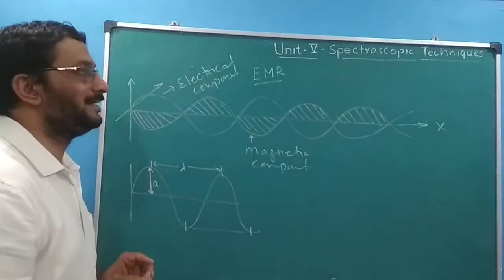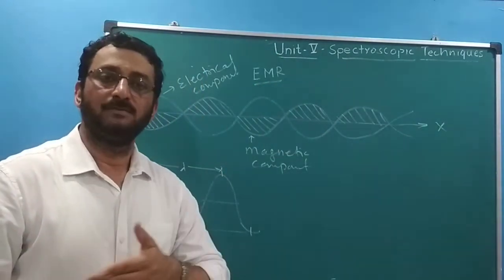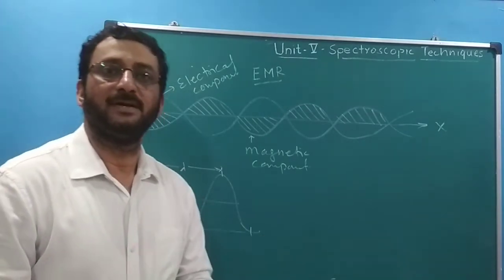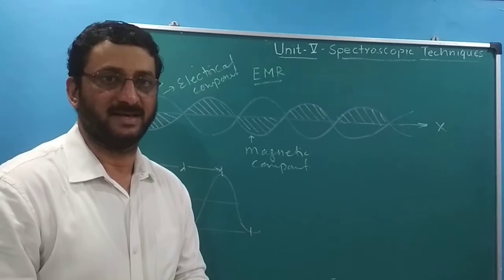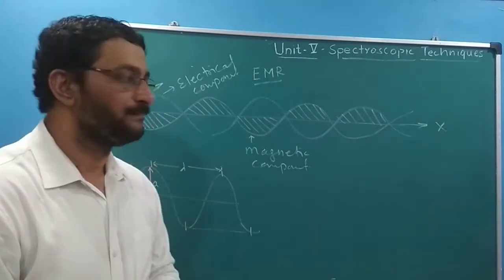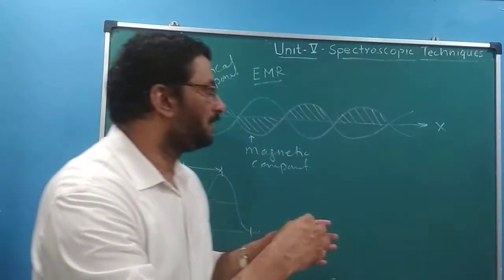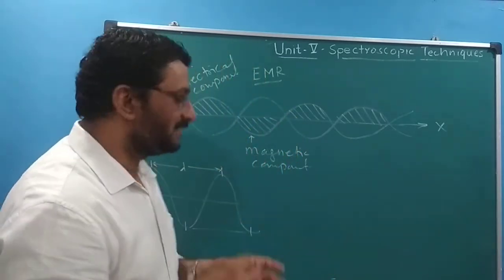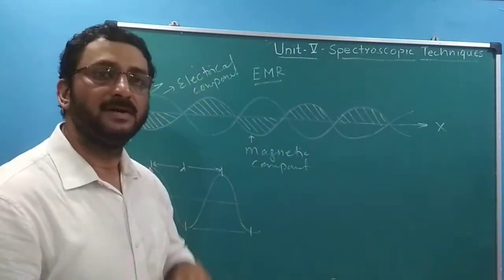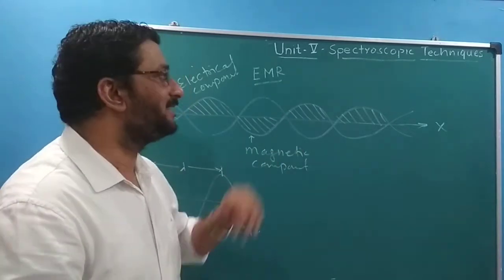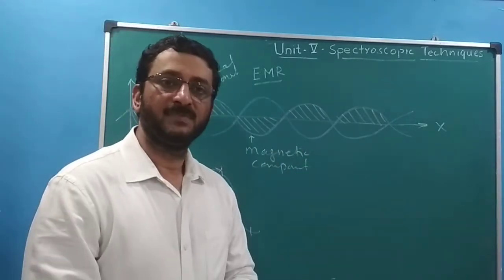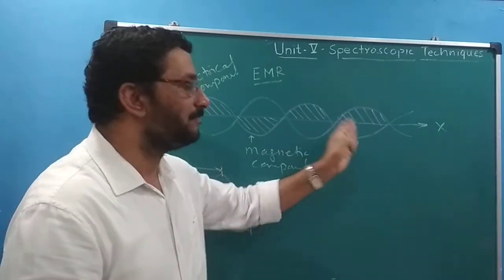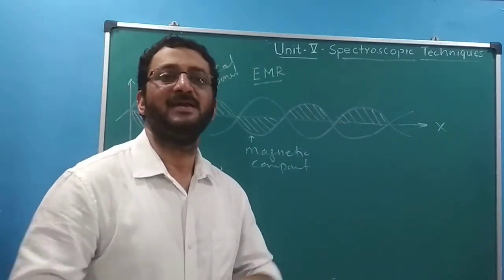This is called electromagnetic waves, and it moves with a very high velocity. That velocity is 3 into 10 raised to 8 meter per second. That is the velocity of light. Now as we are studying some interaction of the sample substance with the radiations, we should know what this radiation is. I have just given the idea, and what are the parameters with which the radiation can be explained.